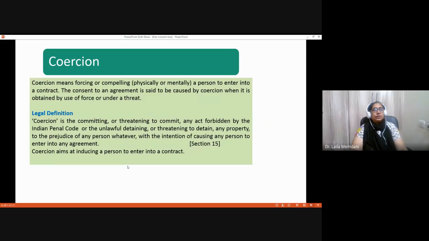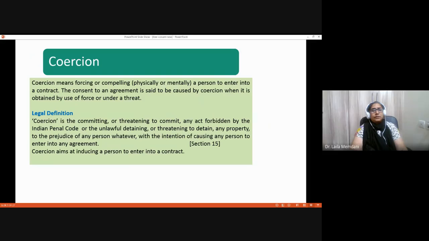Now coming to coercion. Coercion is forcing or compelling, either physically or mentally, a person to enter into a contract. The consent is said to be caused by coercion when it is obtained by force under a threat. Legal definition, I will not go into it. You can read it.